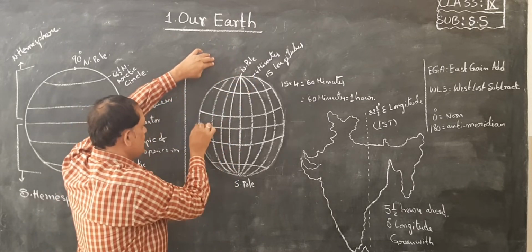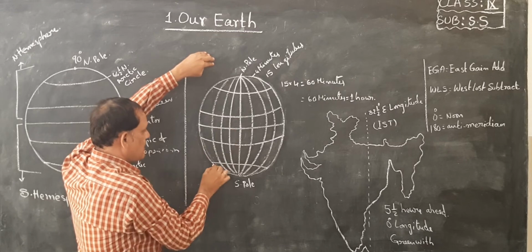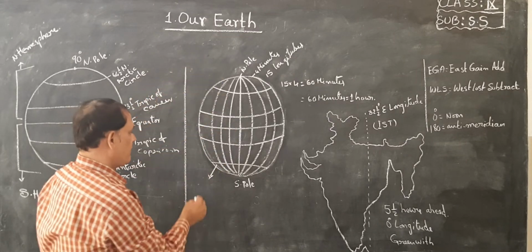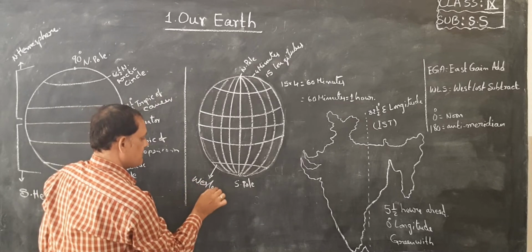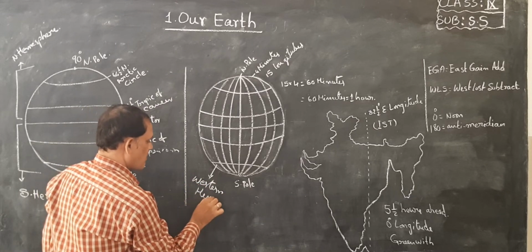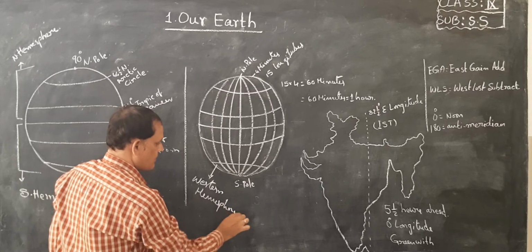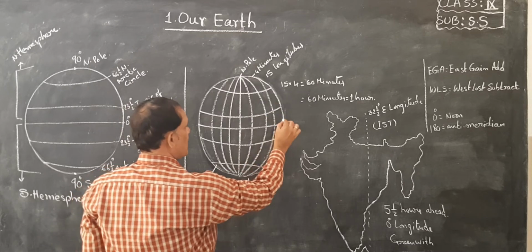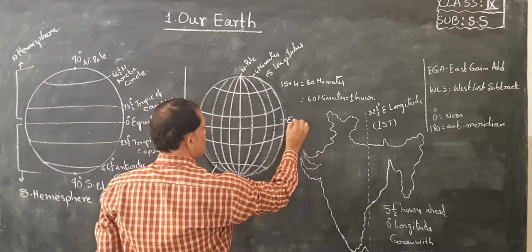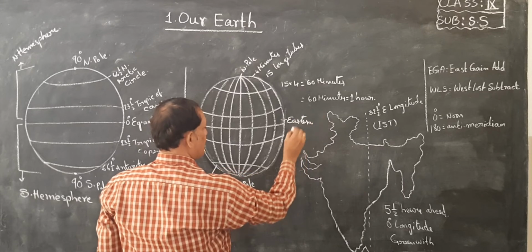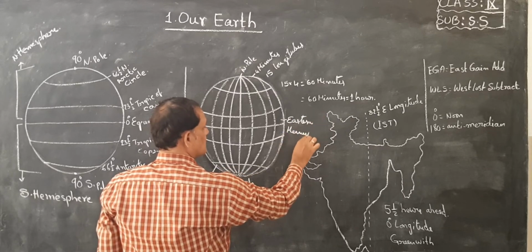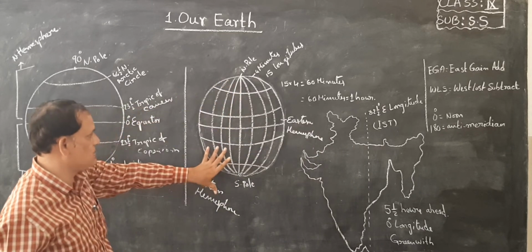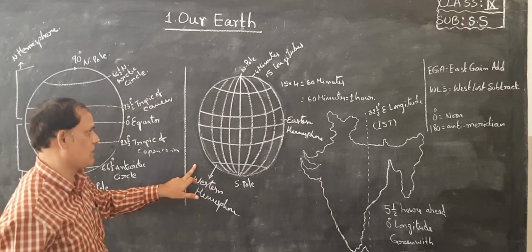From here to here, this area is called Western Hemisphere. Next, from here to here, this area is called Eastern Hemisphere. In that Western Hemisphere, 180 longitudes are there, children.